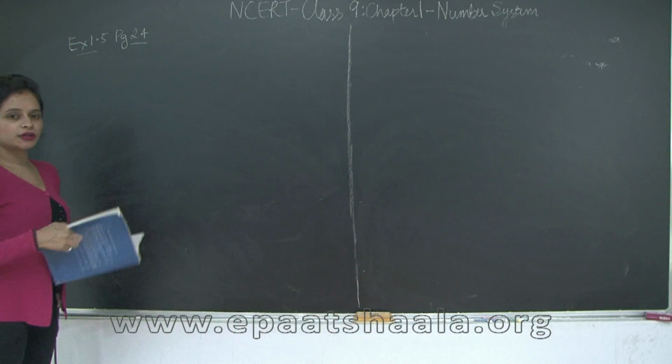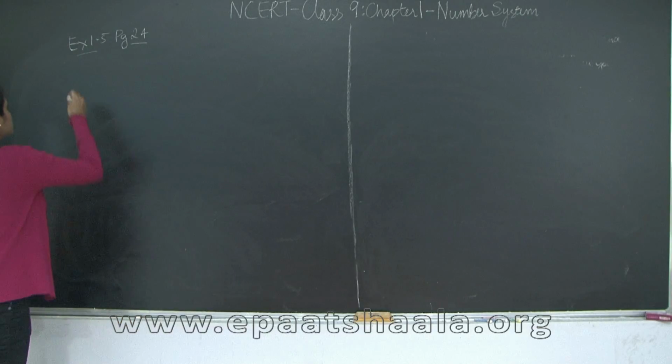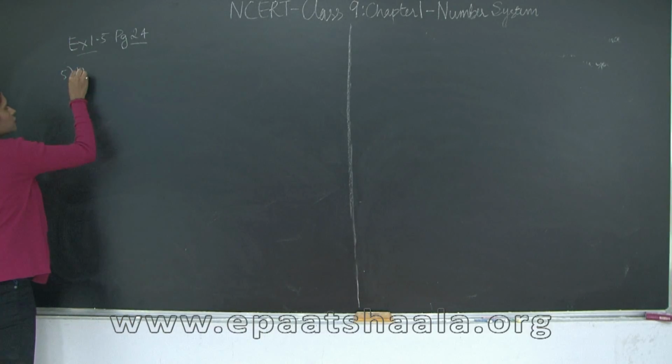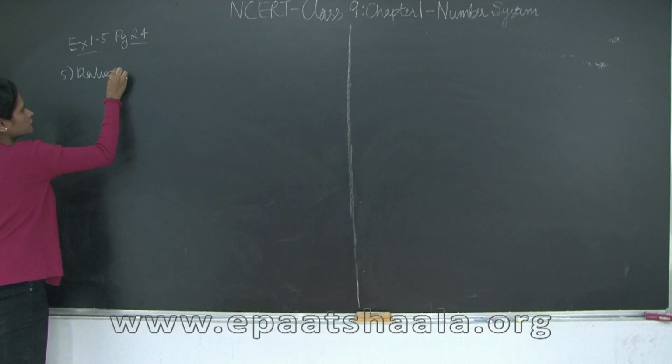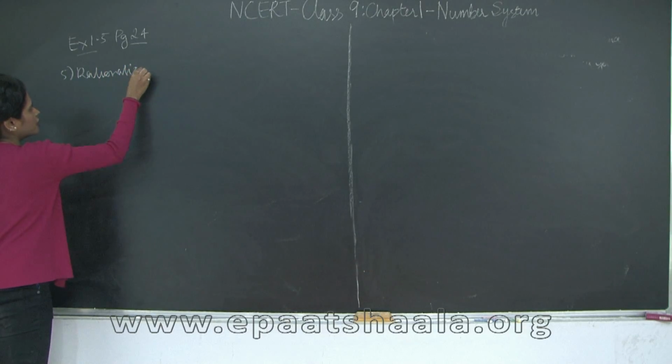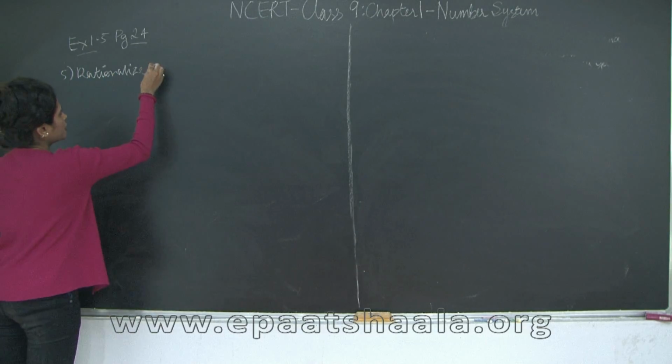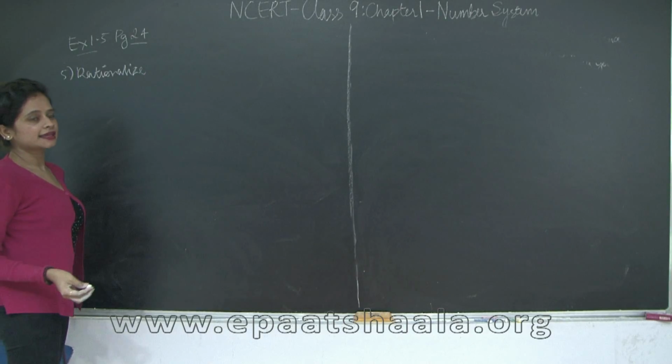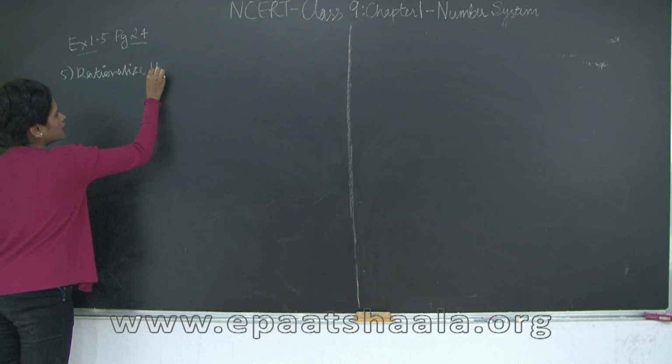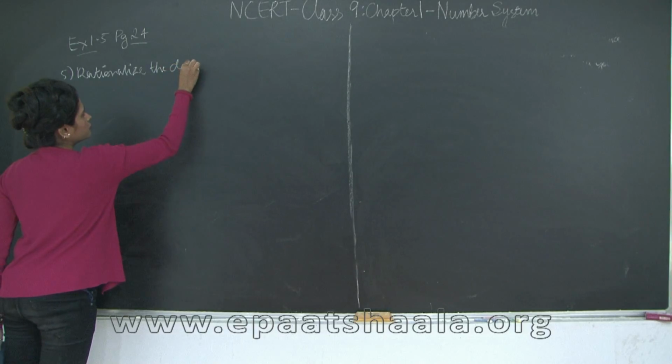So the fifth question, we need to rationalize the denominator. Rationalizing the denominator, as we learned, means we have to make the denominator rational by multiplying it with its rational factor.